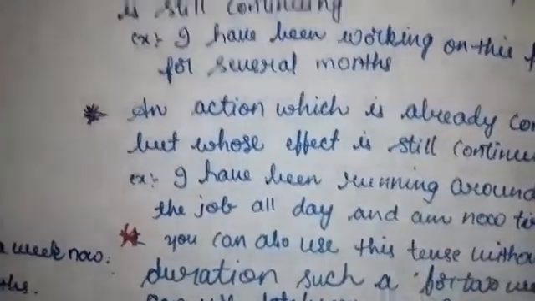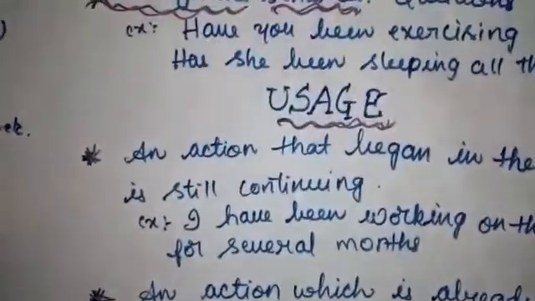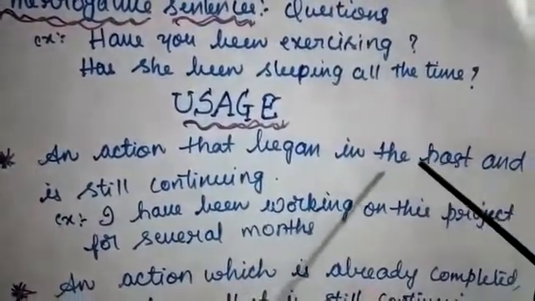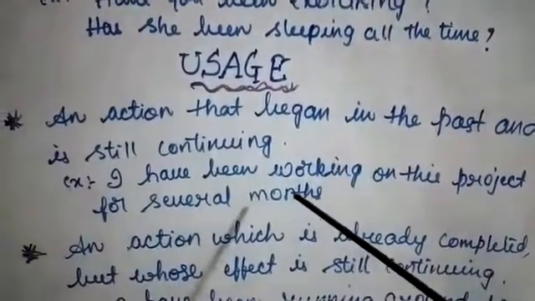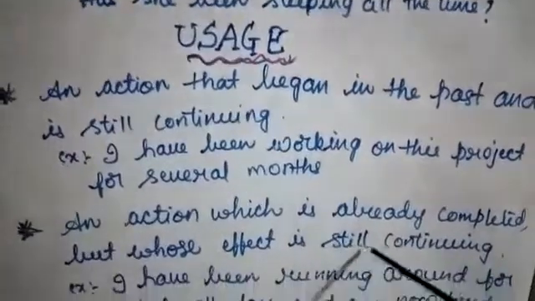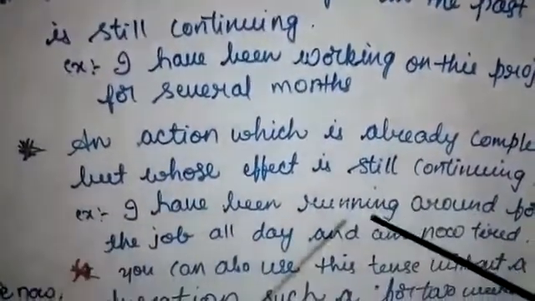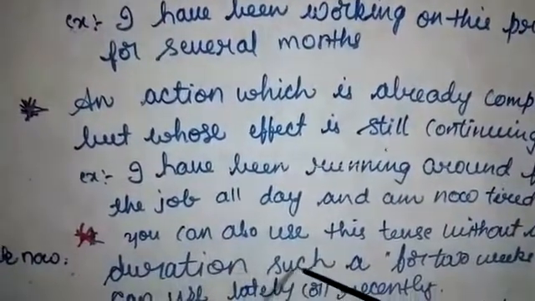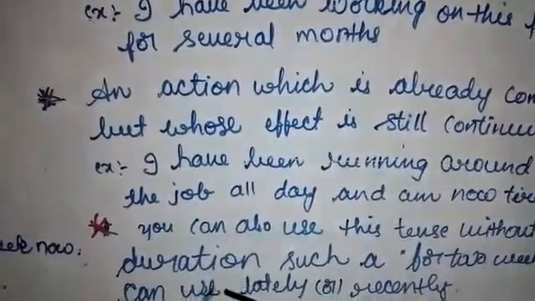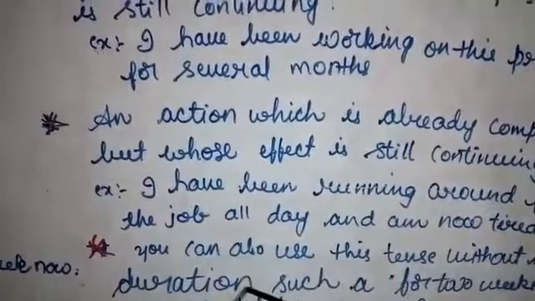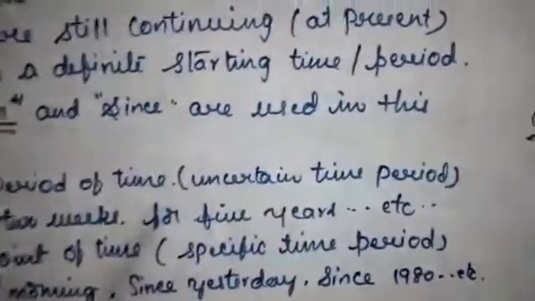This is the usage of present perfect continuous tense. So the first one is an action that began in the past and is still continuing. Second one is an action which is already completed but whose effect is still continuing. Third one is you can also use this tense without a duration such as for 2 weeks. We can use lately or recently instead of for to indicate duration. Is it clear? Once again, I will show you the structure of present perfect continuous tense.